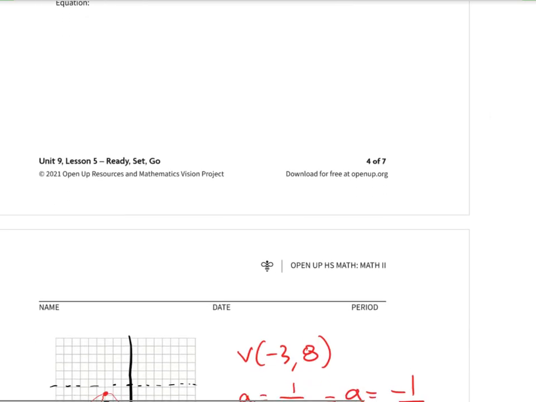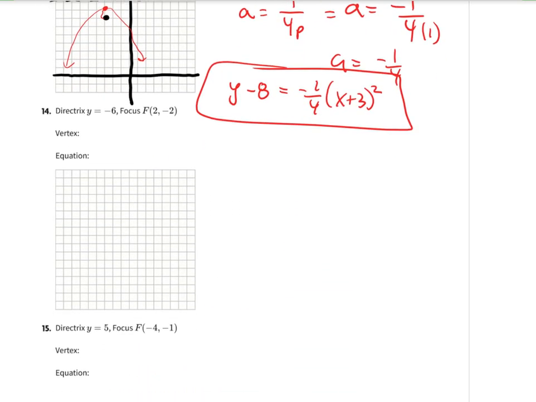We got 14 and 16 left. So same concept. Let's write in the directrix at y equals -6 now. The focus is at 2, -2. So I'm just going to write this line in here. There's our directrix. Focus is at 2, -2. That means that our vertex is going to be directly in between. It's going to be right here.